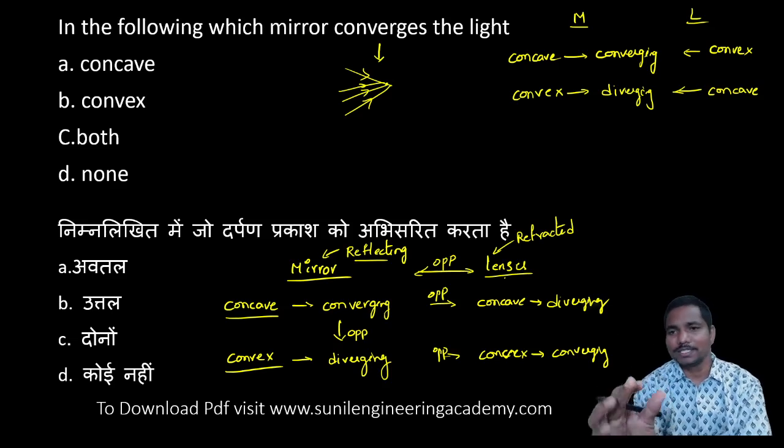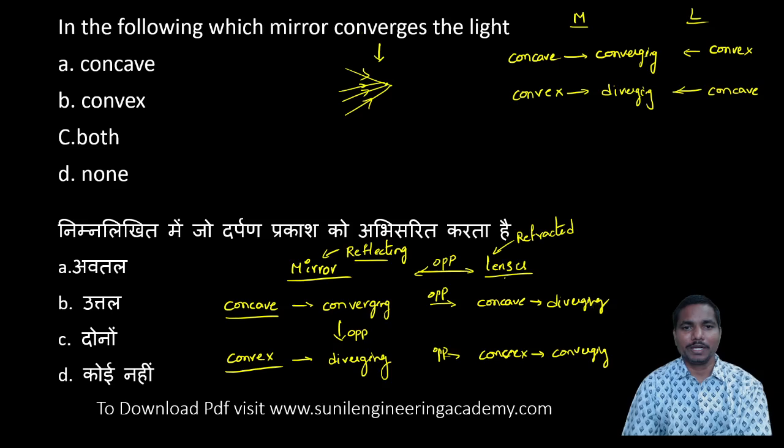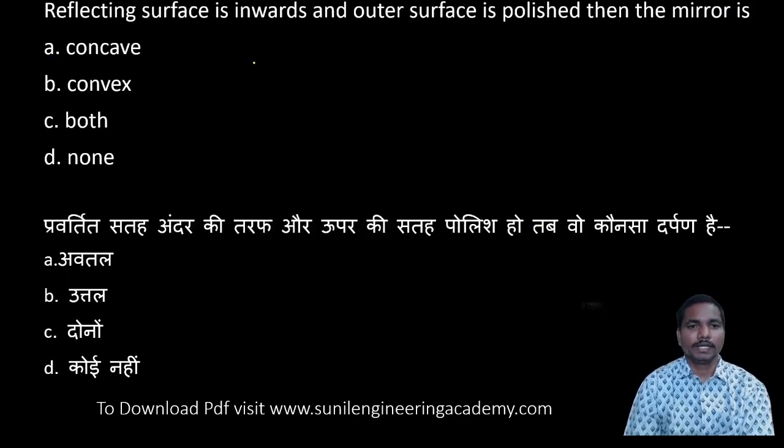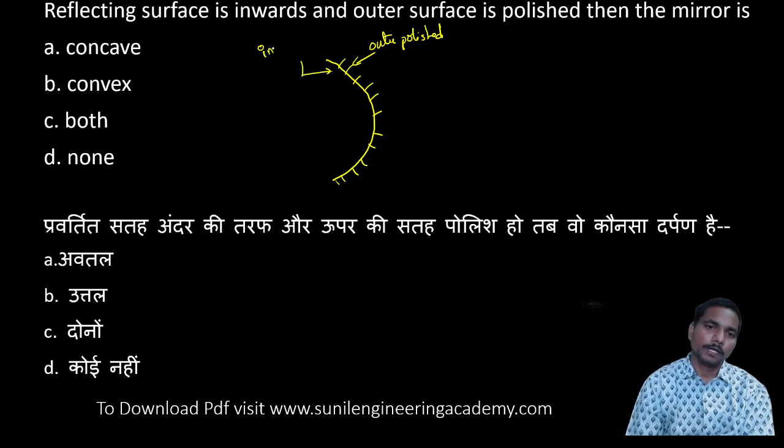If you are not getting it, you can scroll back and watch it again, then you can easily get it. Which mirror? The question is asking converging, so that is concave. Don't confuse the mirror and lenses; both are opposite, guys. The reflecting surface is inwards and the outer surface is polished. Inner is reflecting, like the inner side of the spoon.